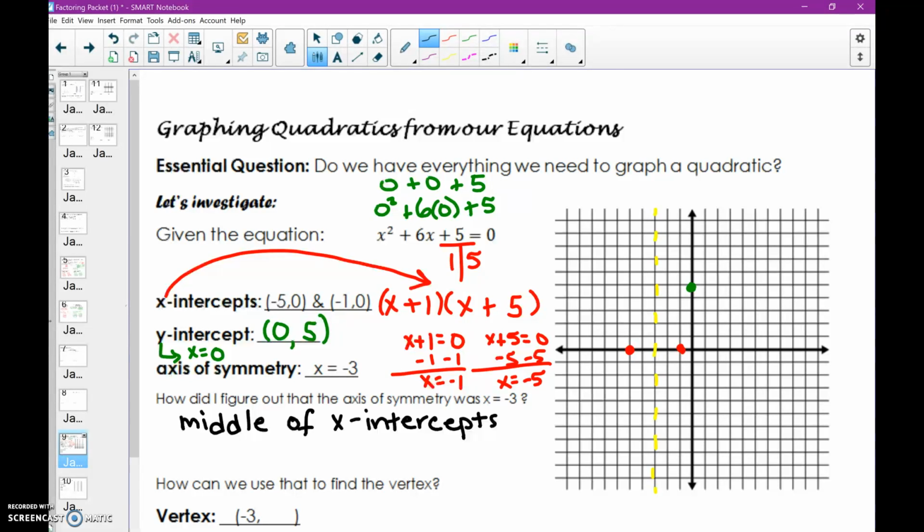And remember, it has to be x equals that number. You cannot just put negative 3. It's the whole line, so it's x equals negative 3.